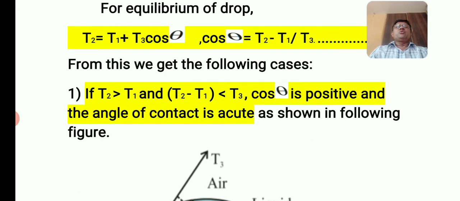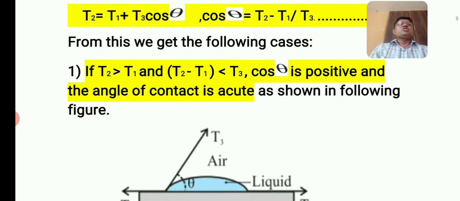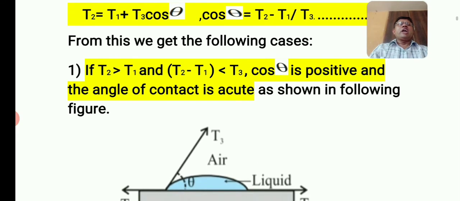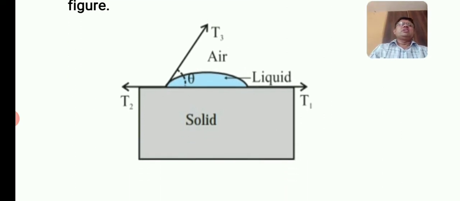From this equation, we get the following cases. Case first, if T2 is greater than T1 and T2 minus T1 is less than T3, cos theta is positive and the angle of contact is acute, which is shown in the following figure. See the figure. T1 and T2 are opposite forces. T3 is in air. So, the angle made by the force T3 with the horizontal force along T1, that is theta, which is acute.